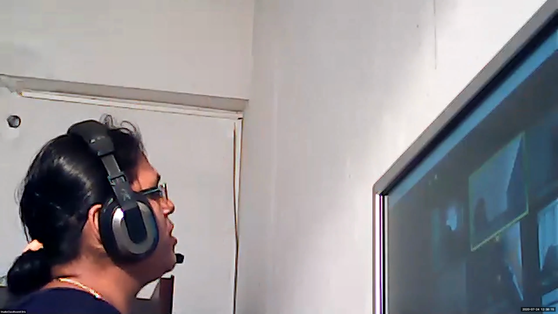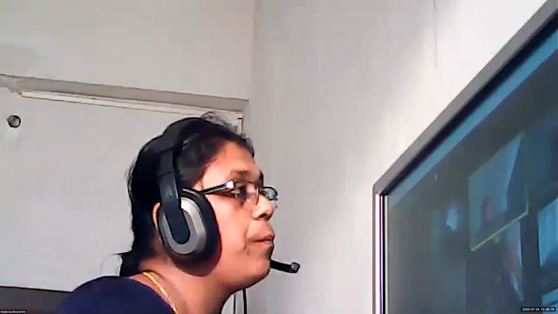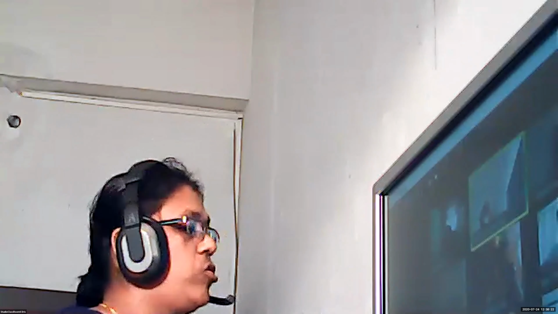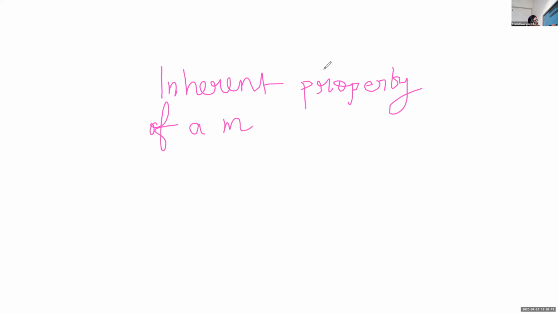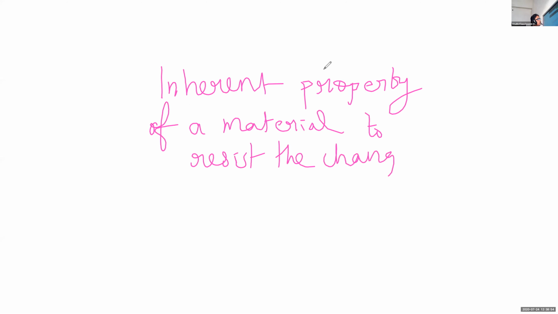Now what do you mean by this inertia? Inertia means it is an inherent property, an inherent property of a material to resist any change. It is the inherent property of a material to resist the change of rest or motion.